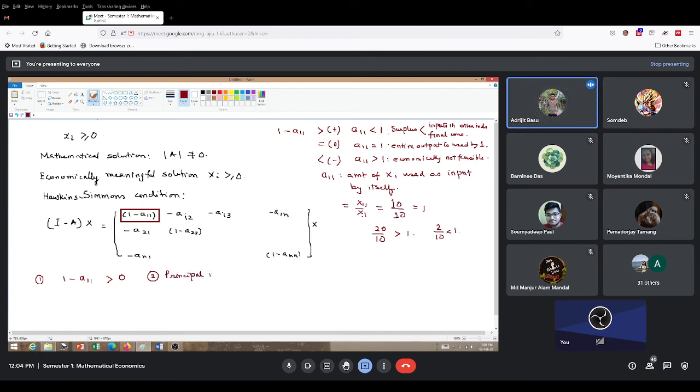Sir, if A11 is equal to 1, then also the production is equal to 1. What is the use in that case? Whatever you're producing, you're using it up yourself. Will it help the economy? No, the economy won't grow. Yes.